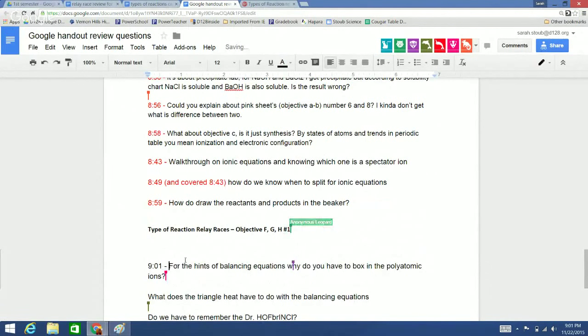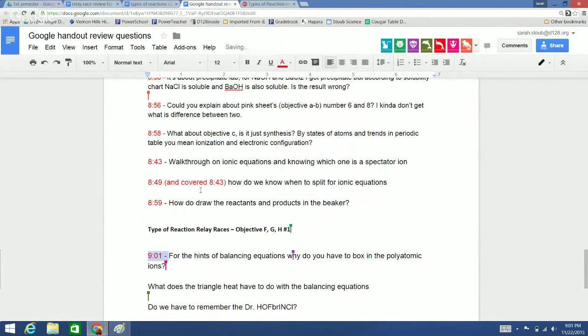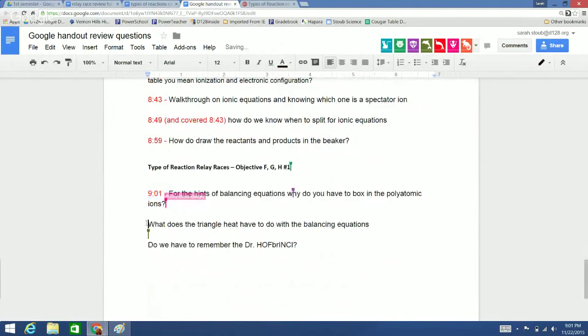With hints of balance equation, why do you have to box in the polyatomic ions? You don't have to. It just makes your life a little bit easier, but there's no way you have to do that.